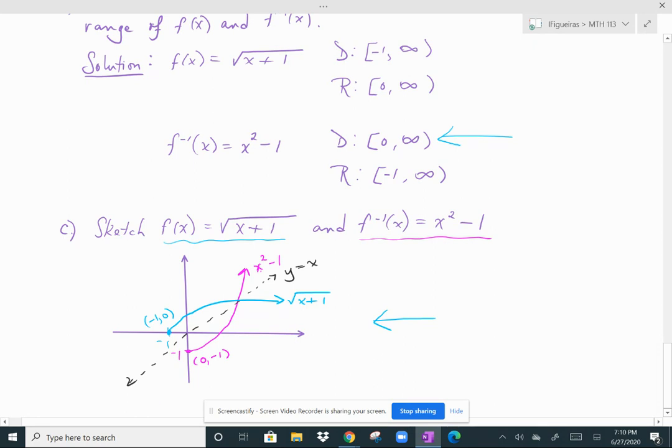So when I say over the line y equals x, think of y equals x as a mirror, and it reflects the function and its inverse over to each other. And that'll be true for any graphs of inverse functions, not just this one.